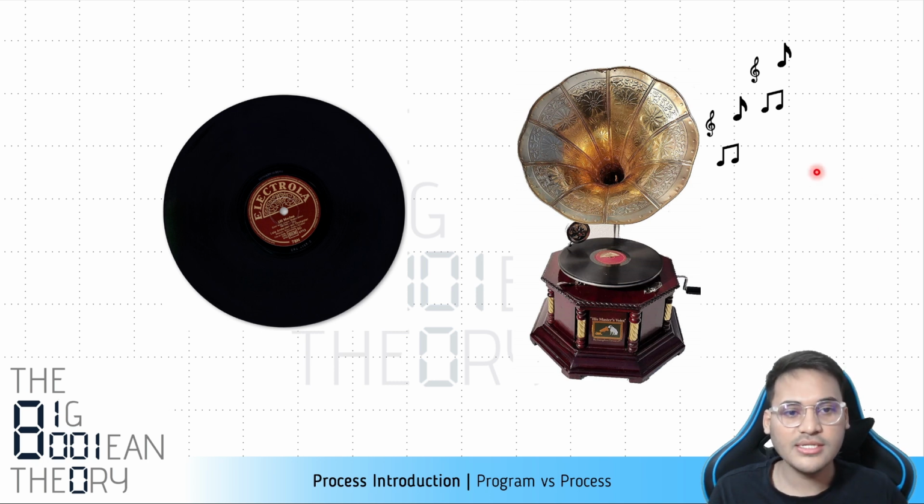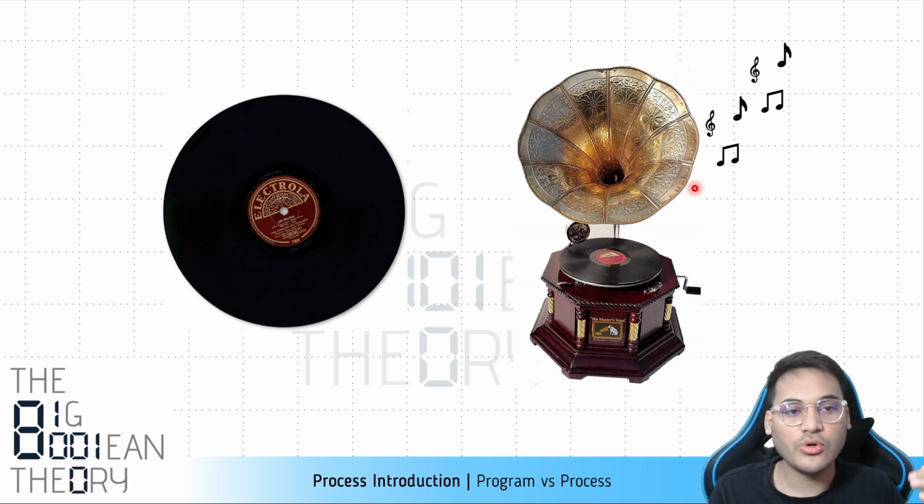So this is the basic analogy that can help you understand the difference between a program and a process. A program is very similar to the music CD. It's just a file, it's a passive entity, and the process is very similar to this music being played, where some activity is going on, right? So this was about the analogy.